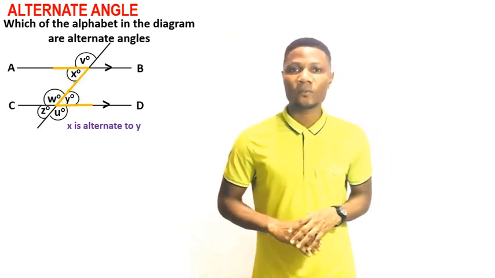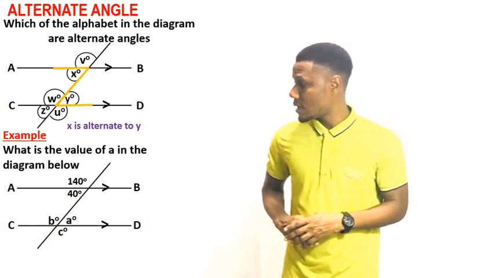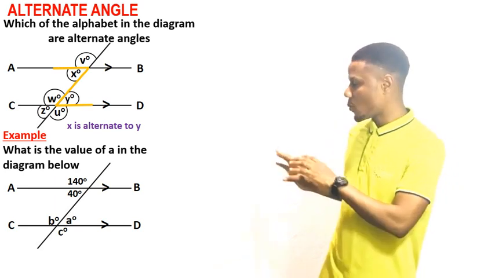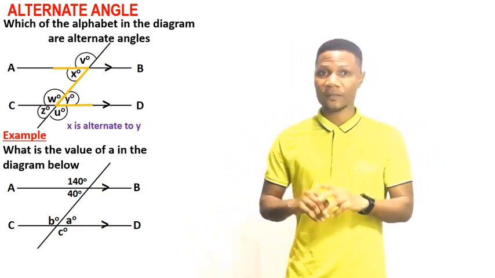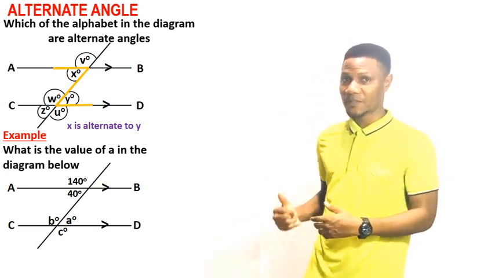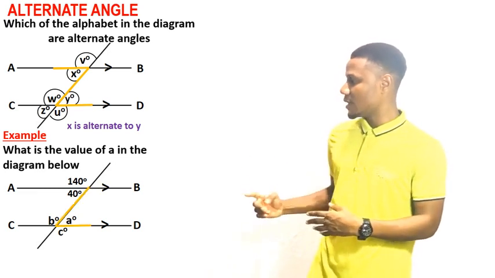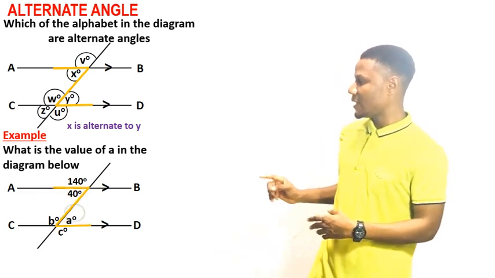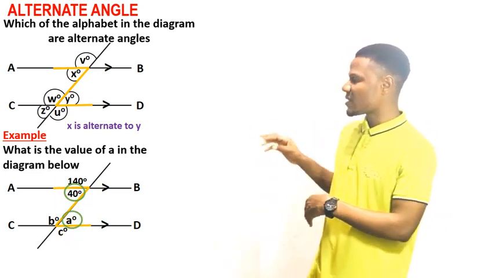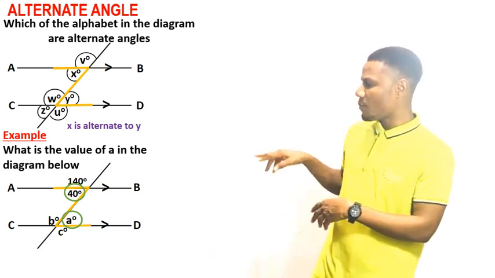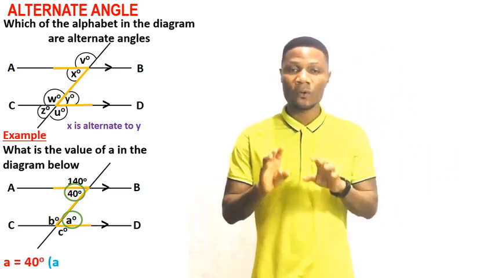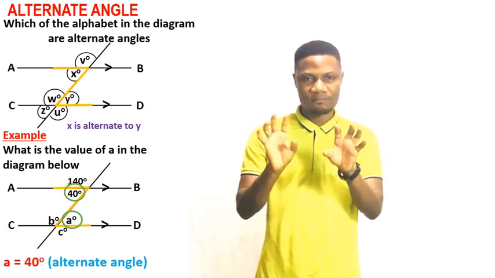Let's take this example. There is a question here that says, what is the value of A in the diagram below? Without stressing yourself, just like we explained earlier, if you draw a Z, you will discover that A is equal to 40 degree from the diagram. There are so many angles, but according to the Z that is drawn, A is equal to 40 degrees. Simple trick, just draw a Z.